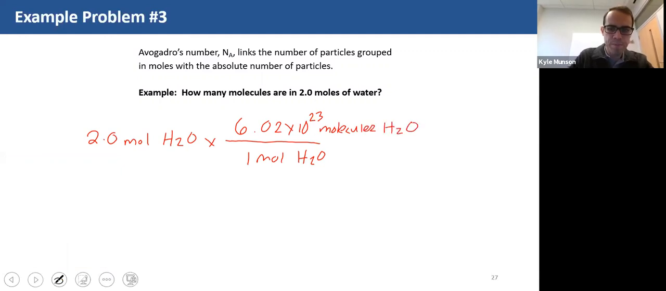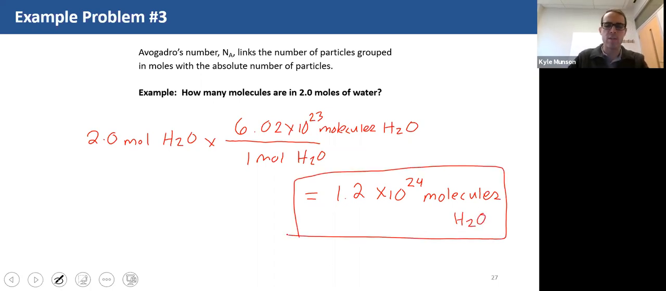H2O. Okay, so this equals then, when you plug that in your calculator, to the correct number of significant figures, 1.2 times 10 to the 24th molecules of water, or water molecules.